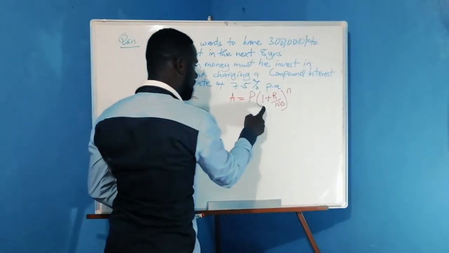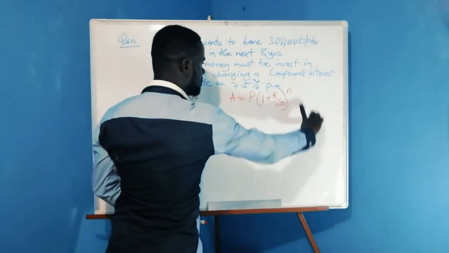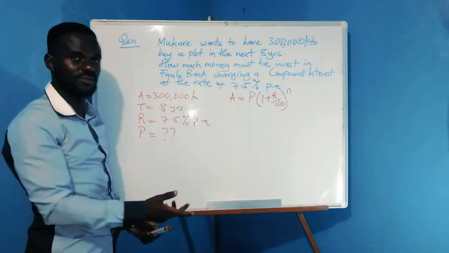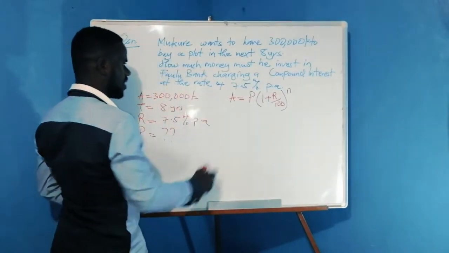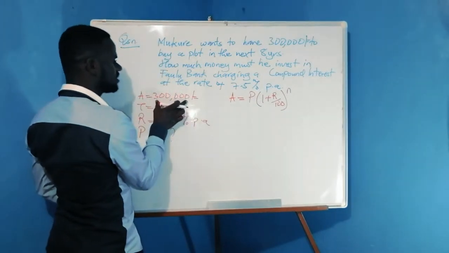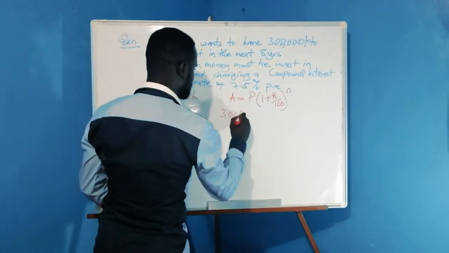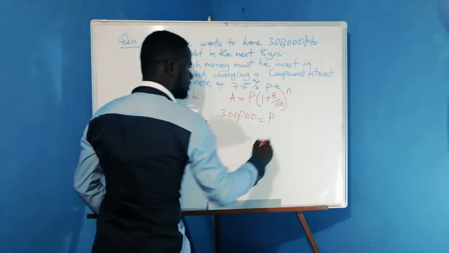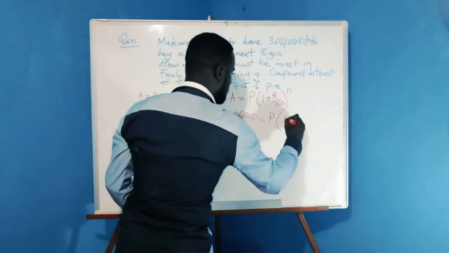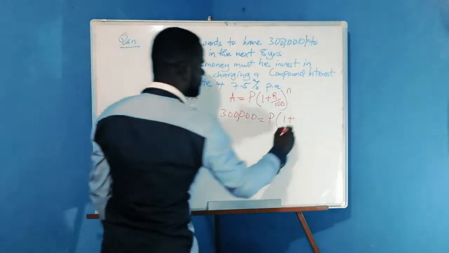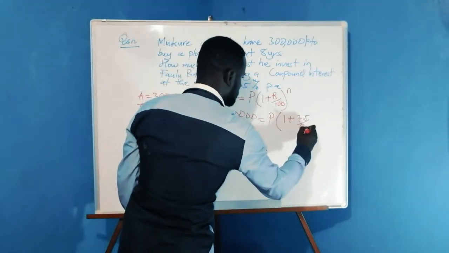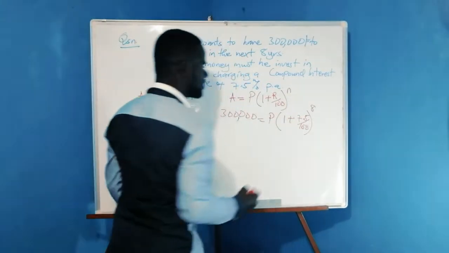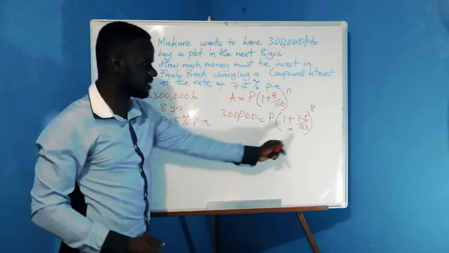Amount equals principal times 1 plus the rate in percentage raised to the duration. So let us plug in all this necessary information we're given into the question. Now, amount, we already have it, and that is 300,000 shillings. The principal is what we need. Times, now we'll have 1 plus, what is the rate? The rate is 7.5%, raised to the duration, and the duration should be 8 years. So this is the first step.